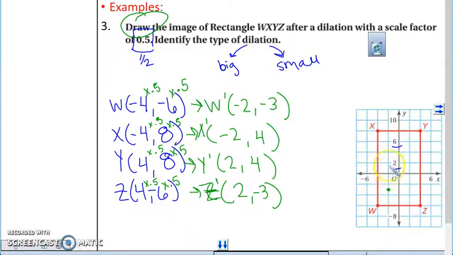Negative 2, 2, 4. Positive 2, positive 4. Positive 2, negative 3. So this is W image, X image, Y image, and Z image. All right, so did this get bigger or smaller? Got smaller, so it's a reduction is what we call that one, a reduction. All right, let's go to example 4.